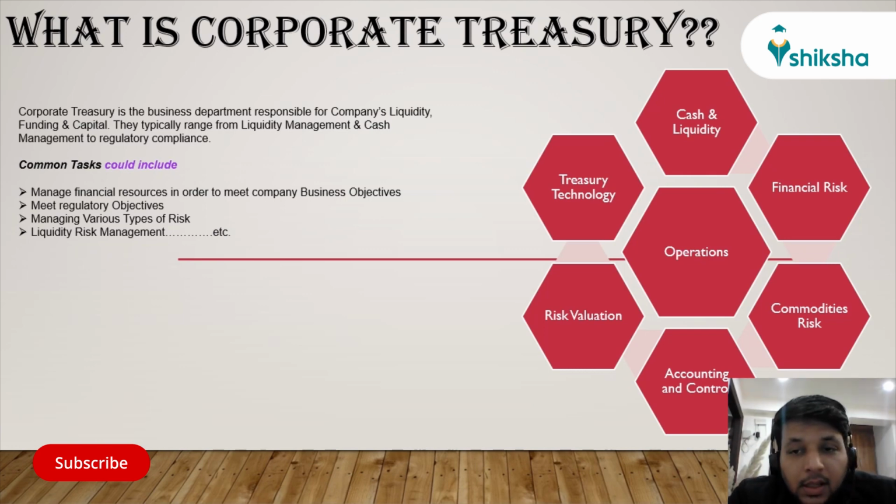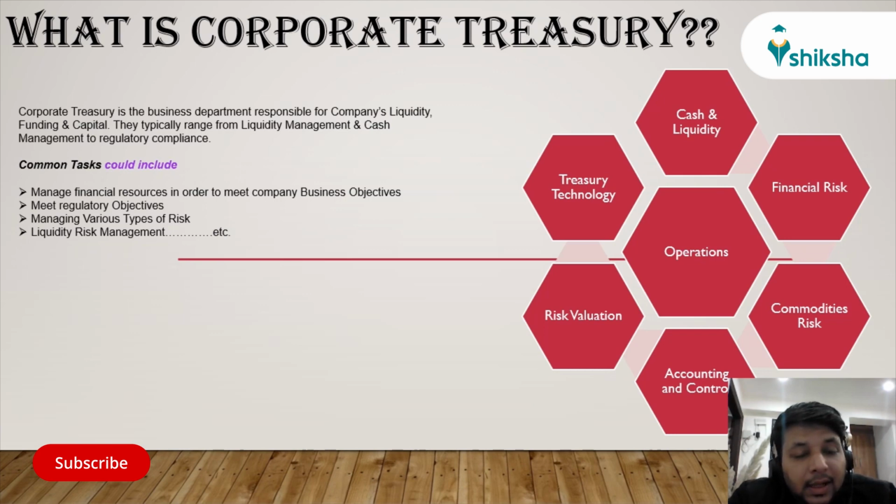For example, I have highlighted a brief list on the right side: cash and liquidity, financial risk, operations, technology. Even somebody from an IT background can be a part of technology. For example, you can build software where your data analytics knowledge is covered, and risk valuation, accounting and control, operations, commodity risk. So various roles are available where you can start your career. I believe majorly all the banks have these roles. Talking about Goldman Sachs, JP Morgan, Macquarie, Barclays, every organization has a corporate treasury, I believe.